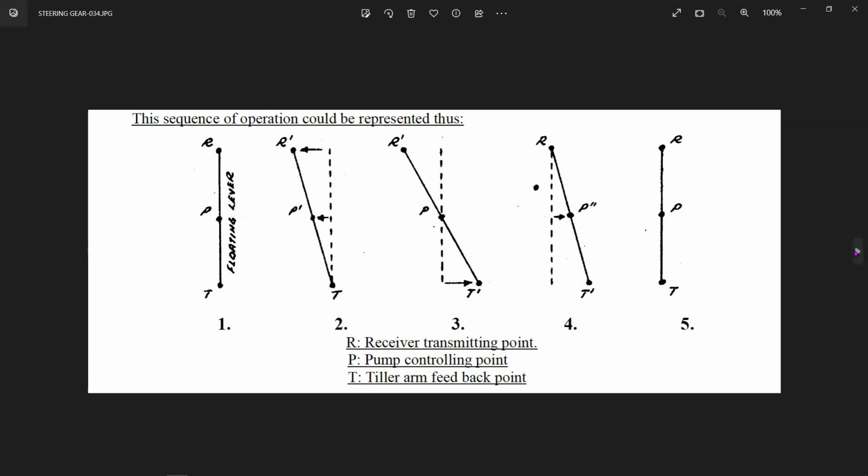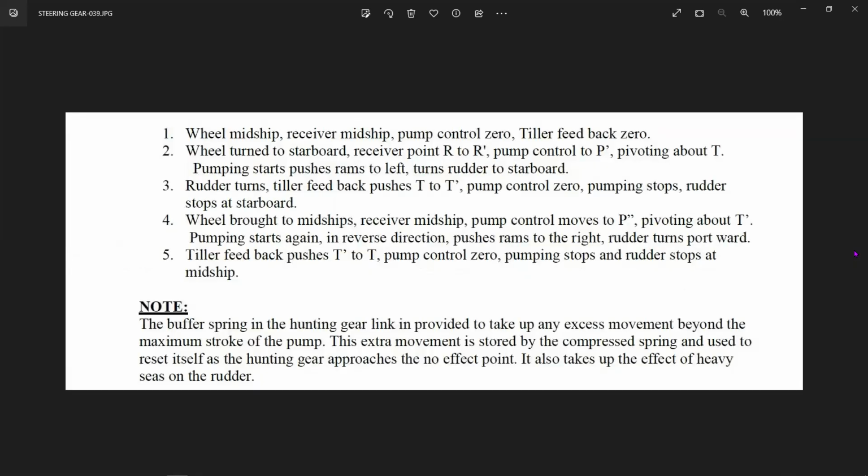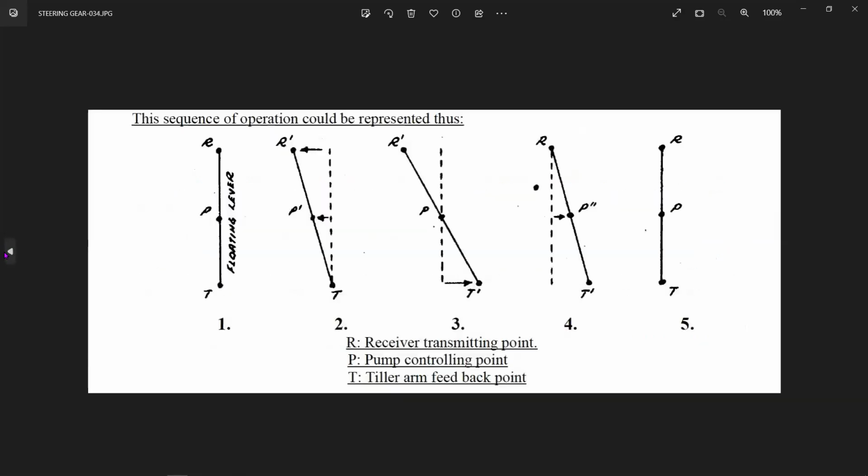So rudder movement is controlled by the telemotor, and the telemotor controls the hunting gear, and the hunting gear effectively controls this entire operation. This hunting gear operation was there for quite a few years, but nowadays this type of thing is no longer there. You do not have these hunting gear and floating levers and everything. So this is how the entire thing actually looks like in a control circuit diagram.